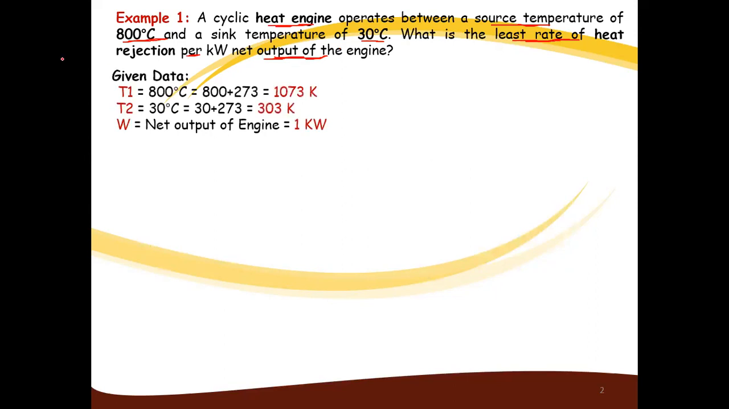So what will be the given data? Temperature T1 is equal to 800 degrees Celsius. In Kelvin, 800 plus 273, that is 1073 Kelvin. Then we have the sink temperature, that is T2. T1 is always greater and T2 is less. T2 is 30 degrees, so it is 30 plus 273, that is 303 Kelvin. And the work output is given. We have to find out the least rate of heat rejection per kilowatt, so your work output will be only 1 kilowatt. To find the heat rejection, that is Q2.